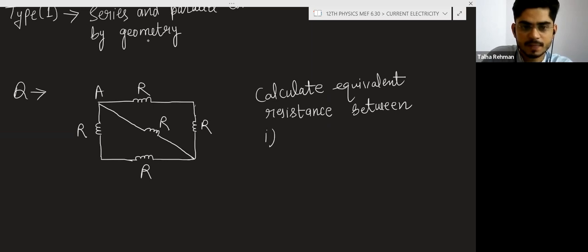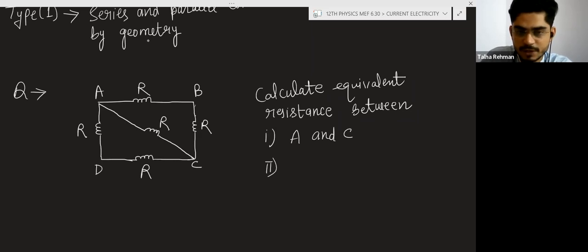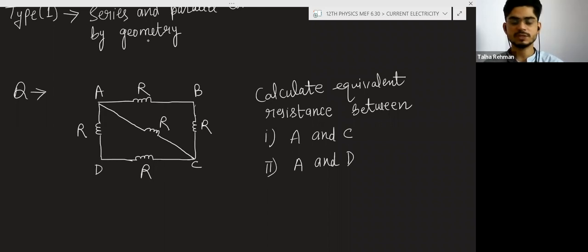number one, suppose this is A, this is B, this is C and this is D. Between A and C, and secondly between A and D. So this is a different type of question. You just follow the steps that I am telling and you can solve this question very easily.